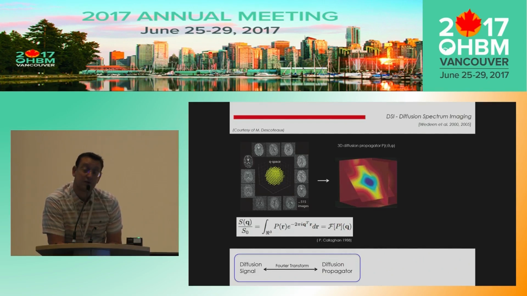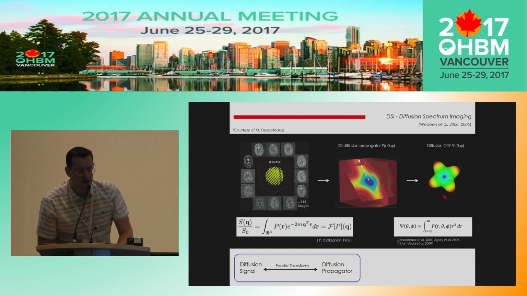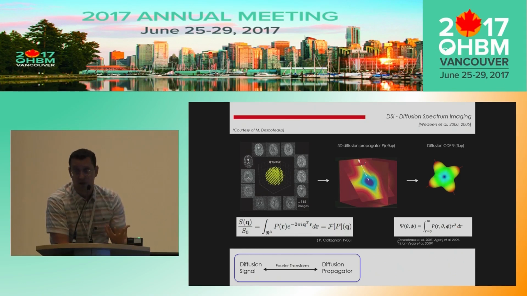If we have this diffusion propagator for each voxel, now we have the exact distribution of water molecules in space. Then we can calculate the radial integral for each voxel, which gives essentially the probability of diffusion along each direction. And this is essentially the diffusion ODF. There are different ways of amplifying the peaks. You can change the exponent here, you can use some other trick, but essentially this is the diffusion ODF.